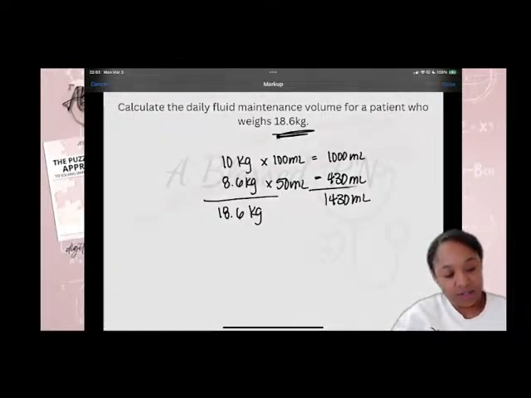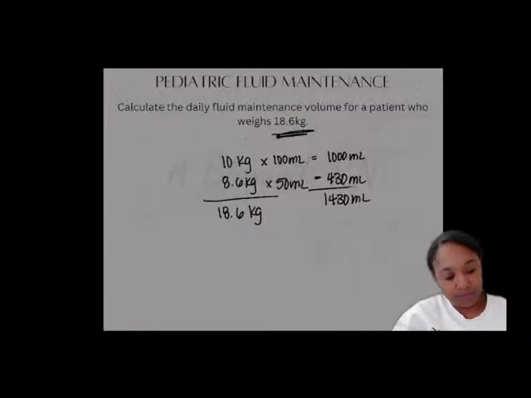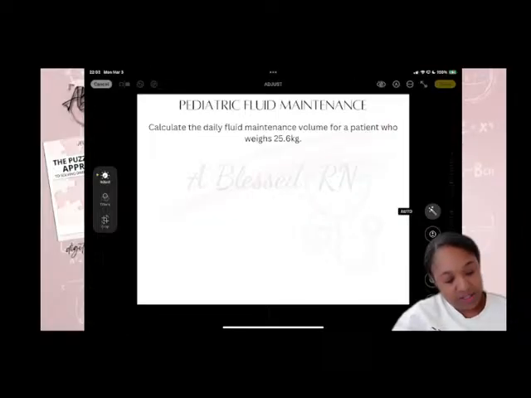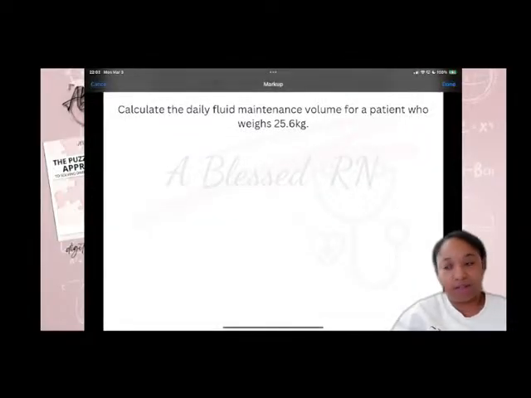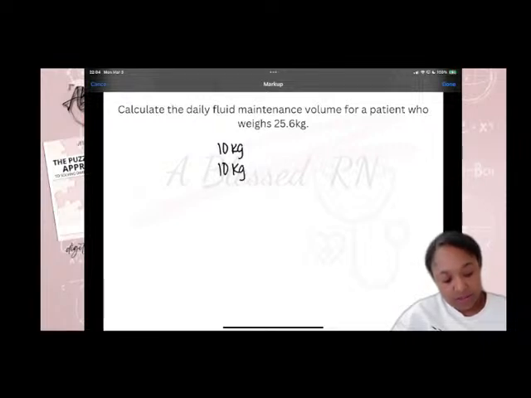Okay, so let's do another one. This one right here, we've got the fluid volume maintenance, right? So remember it's 10, 10, and then the rest. We've got 25.6, so we have to make it all add up to 25.6. So 10, then we got 10 more. So we're at 20. Then the rest of it is 5.6. That equals 25.6, which is our patient's weight.